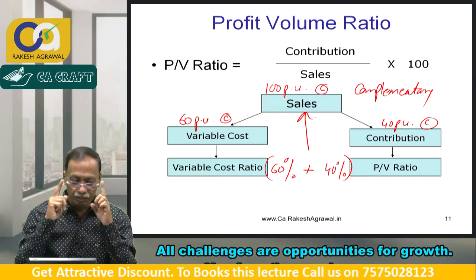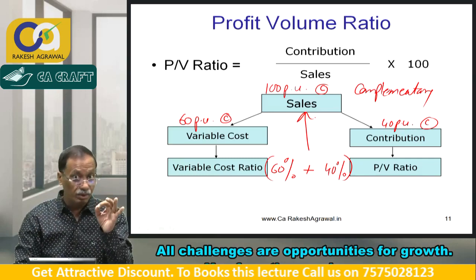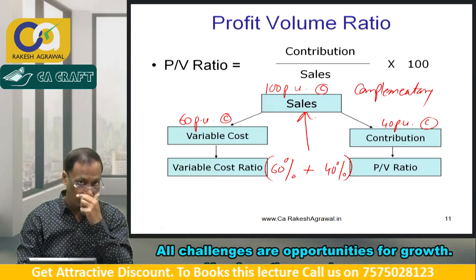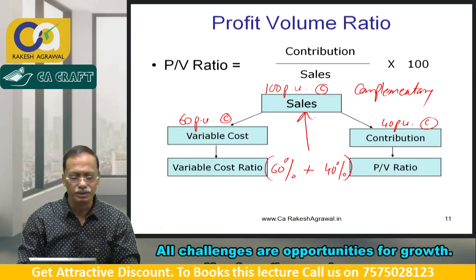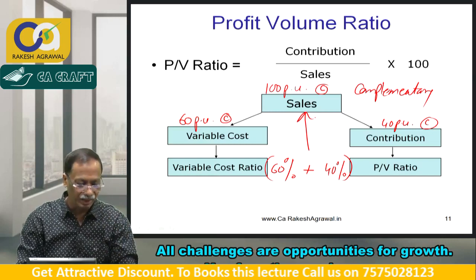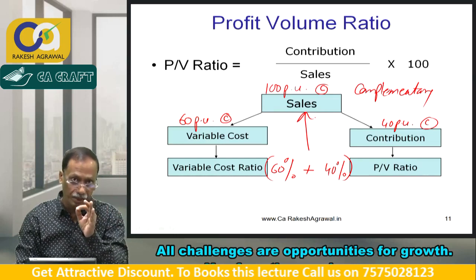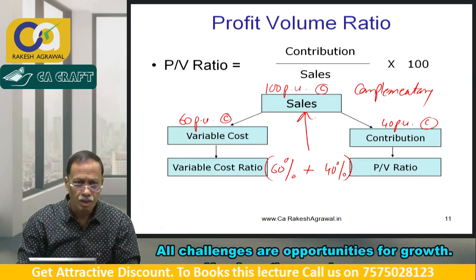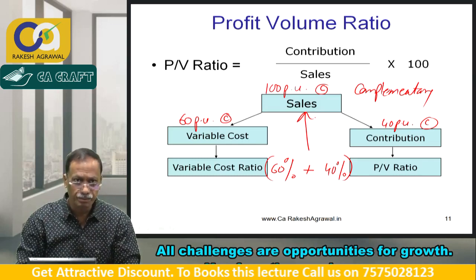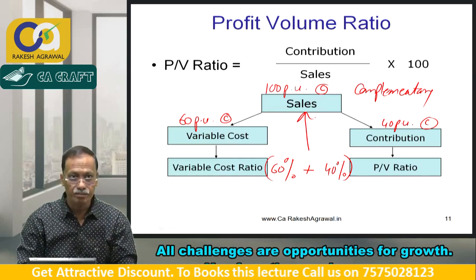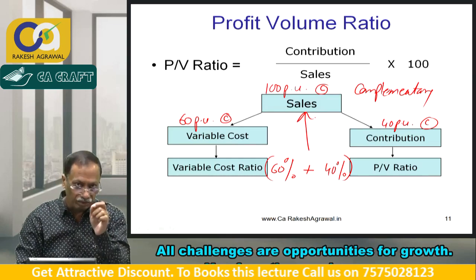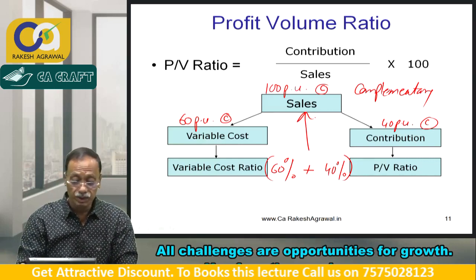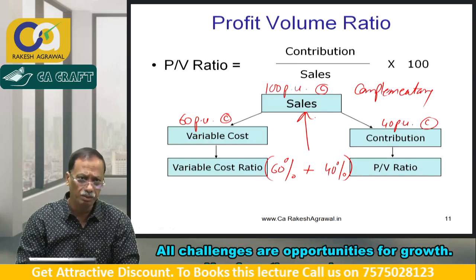So if you want to write down that observation, what will you be writing in your notebook? Variable cost ratio and PV ratio are complementary to each other. If you are writing, I am dictating: variable cost ratio and PV ratio are complementary to each other. Full stop. It means the total of these two ratios is always 100%.